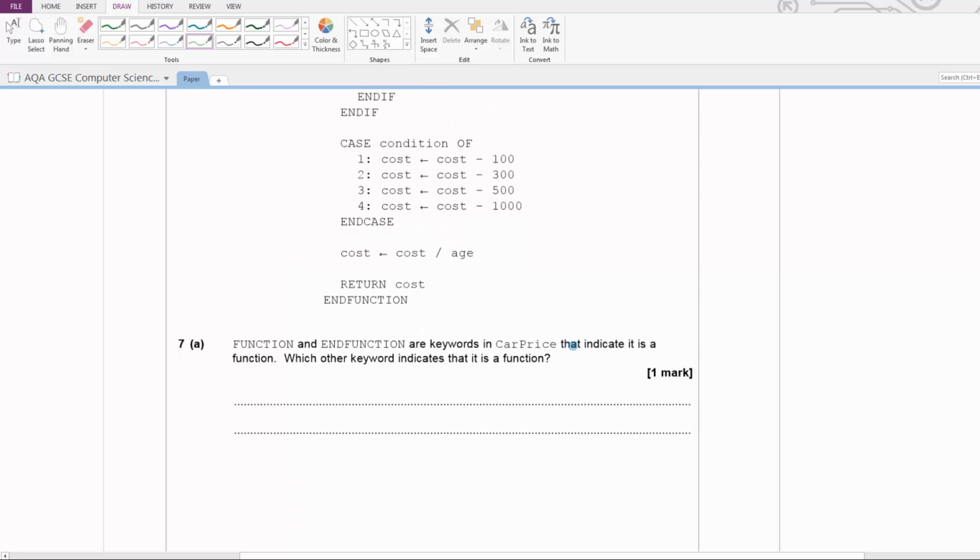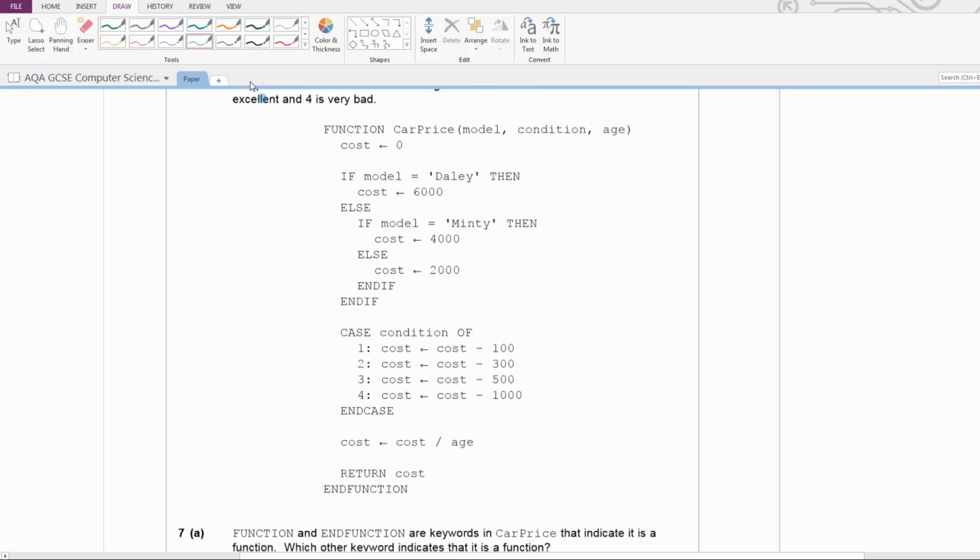And these indicate that it's a function. Whichever keyword, singular, indicates that this is a function. So a keyword tends to be capitalized in pseudocode. That's certainly what I do when I write pseudocode. So as it says FUNCTION, very clearly it says it's a function, as does END FUNCTION. It gives the game away a little bit.